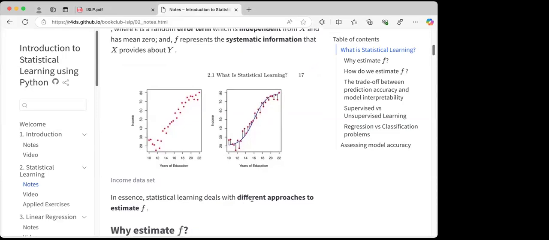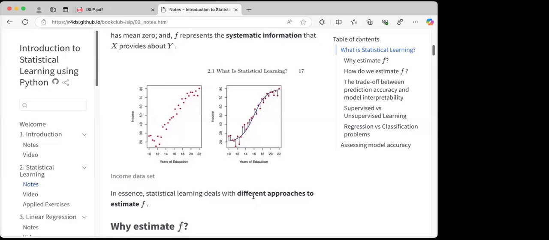So in essence, statistical learning deals with different approaches to estimate f. All that we'll be doing in the subsequent chapters is how to estimate f. The author stressed that there is no perfect model that will give us the true f. We can never observe the true f, like we discussed before starting the meeting. But different models will be suited for different data, and they will give us an f that is very close to the true f.